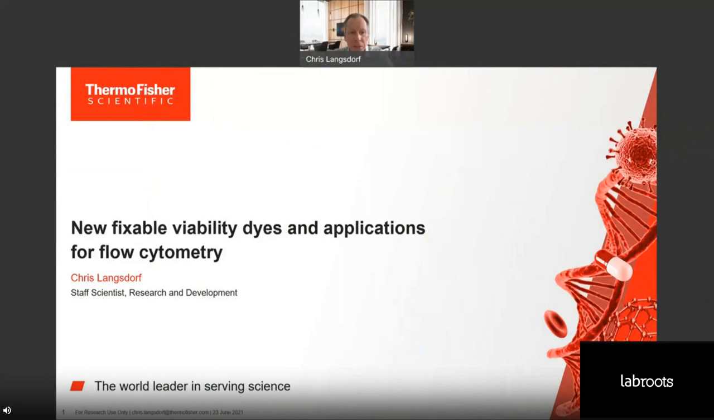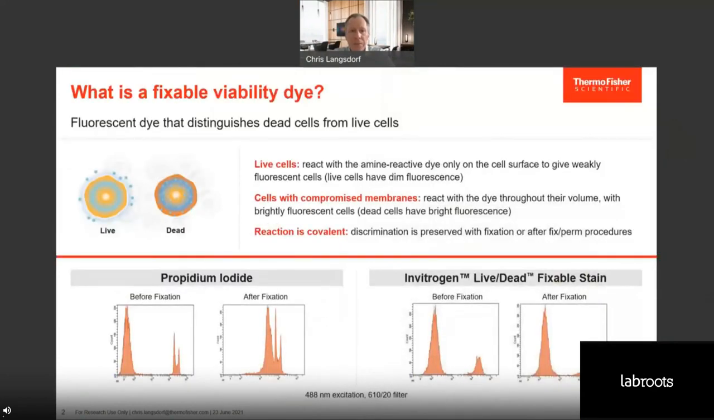Today we'll be discussing new fixable viability dyes and their applications to flow cytometry. Now, what is a fixable viability dye? Specifically, this is a fluorescent dye that allows us to distinguish live cells from dead cells.